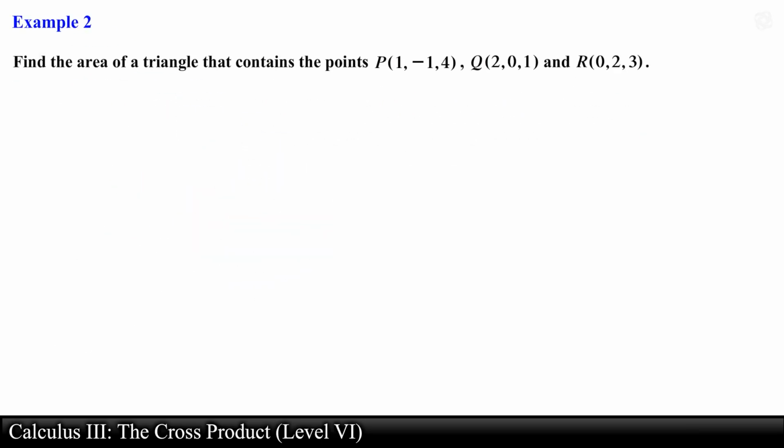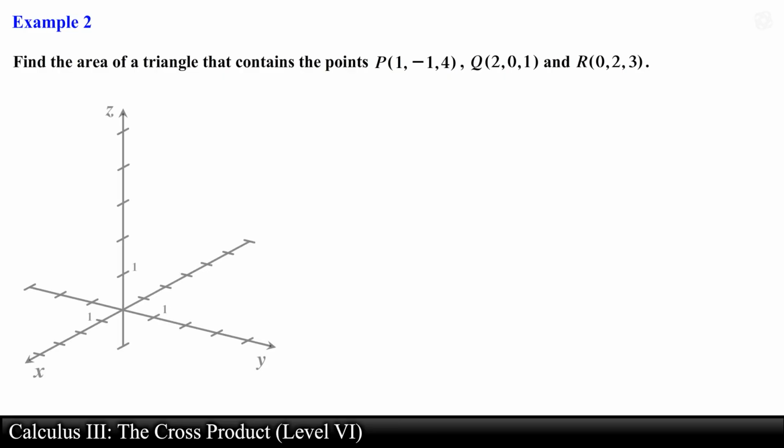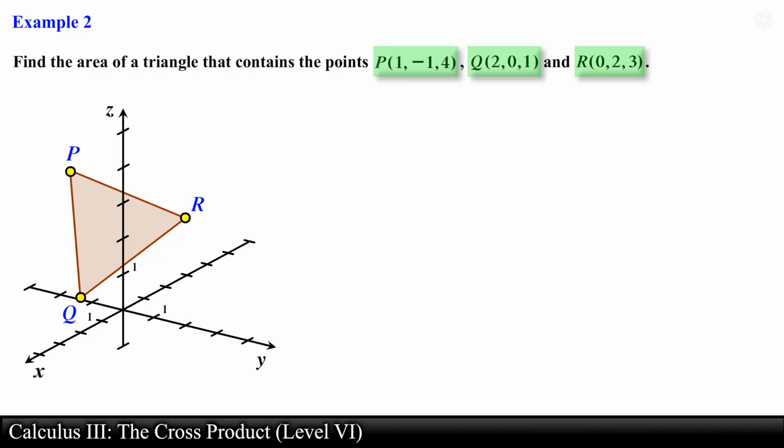Find the area of a triangle that contains the points P, Q, and R. This problem looks very familiar. The points in this problem are exactly the same from an example in the previous video. In this case, we are now asked to find the area of the triangle as opposed to a vector that is orthogonal to the plane.